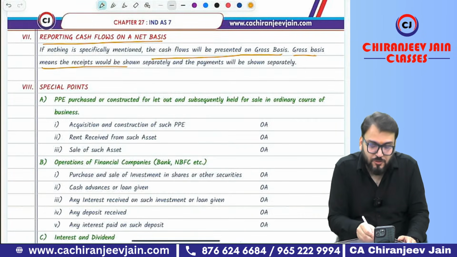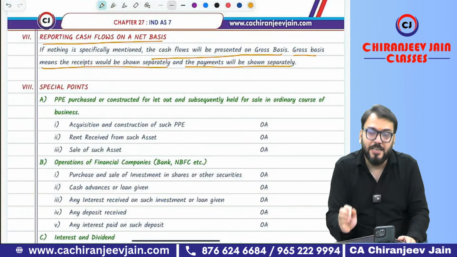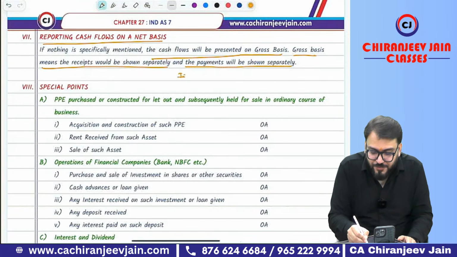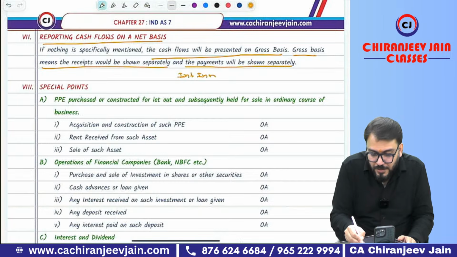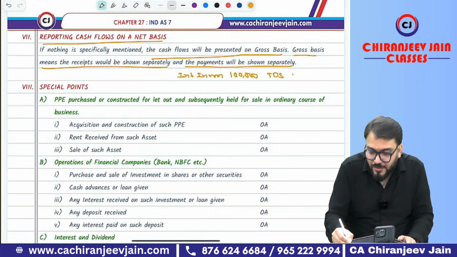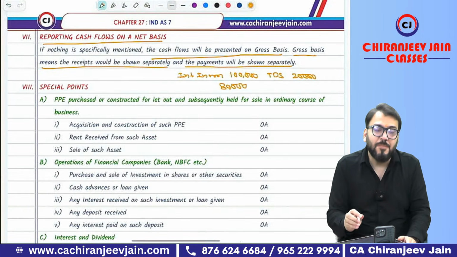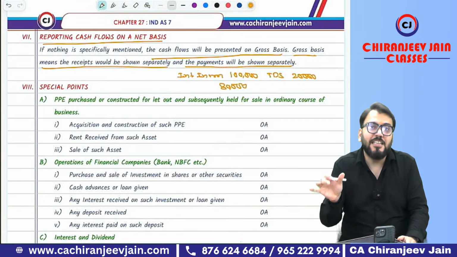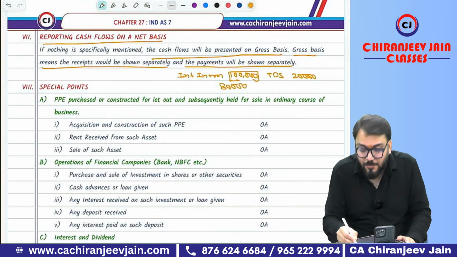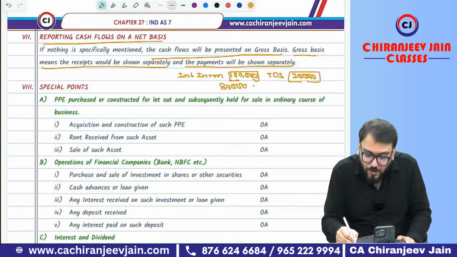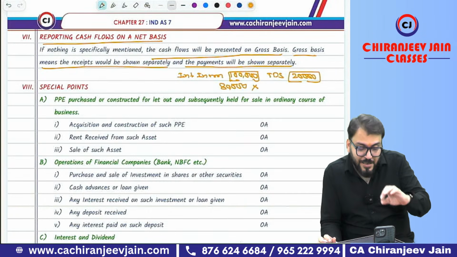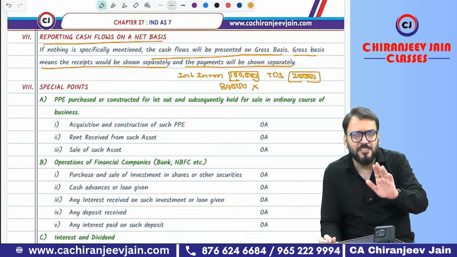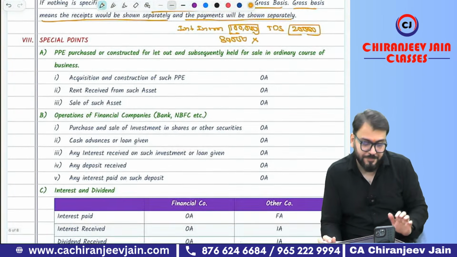Gross basis means receipts would be shown separately and payments will be shown separately. Understood? For example, suppose interest income is 1 lakh and TDS deducted is 20,000. So you received 80,000. Now in your cash flow statement, do you write 1 lakh interest income minus TDS, or 80,000 net? You write 1 lakh as interest income and TDS separately. Don't write on a net basis unless something is specifically mentioned.